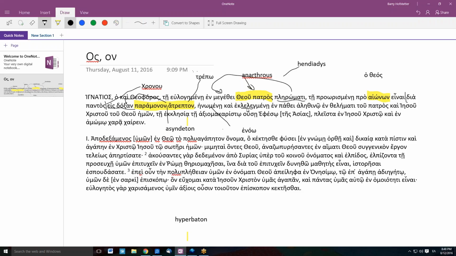So it's from ek lego. So you get into the perfect stem and you have that reduplication. I keep saying augment, I meant reduplication, which is the first syllable. Now, normally, if it's a consonant, it will reduplicate with the same consonant, and then it will add the epsilon just as a little vowel to put it in there. So, ek leleg mene, right?